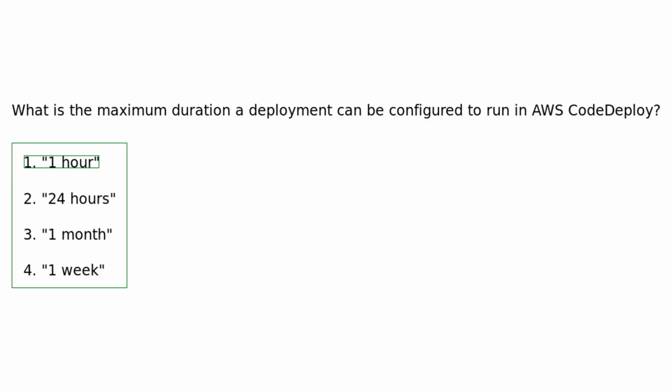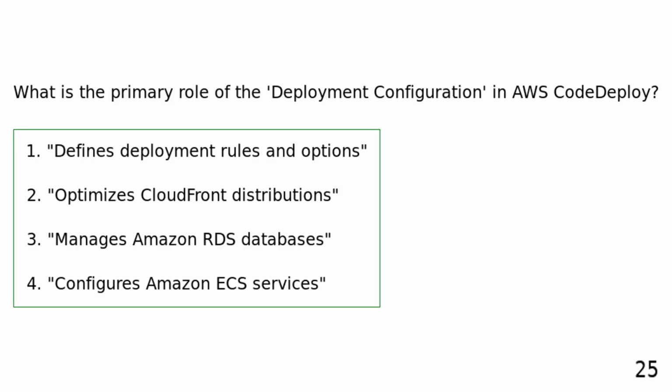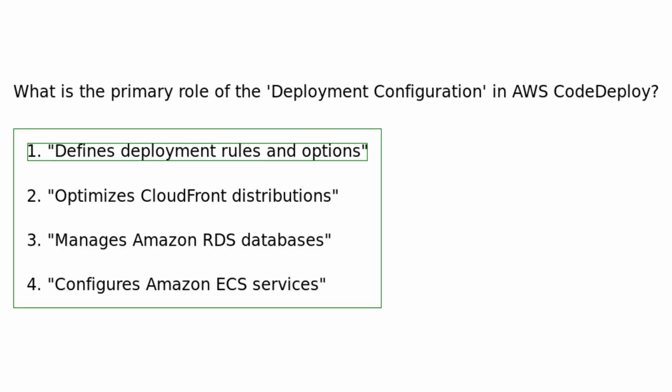What is the primary role of the deployment configuration in AWS CodeDeploy? Defines deployment rules and options. Optimizes CloudFront distributions. Manages Amazon RDS databases. Configures Amazon ECS services. The primary role of a deployment configuration in AWS CodeDeploy is to define deployment rules.